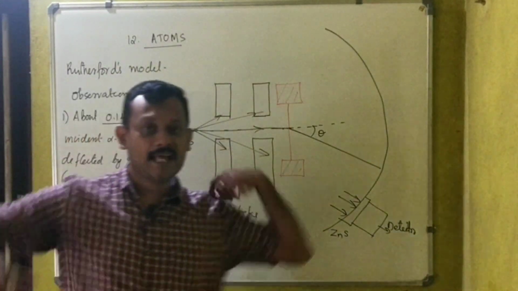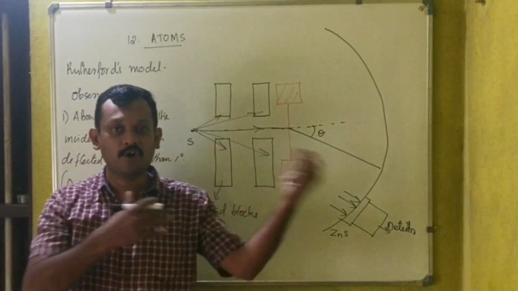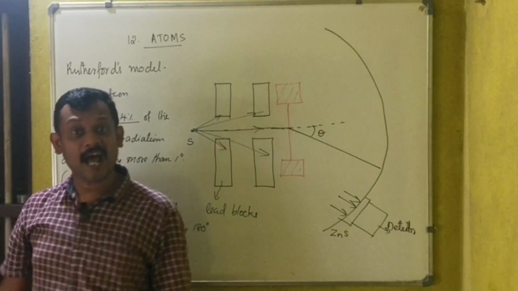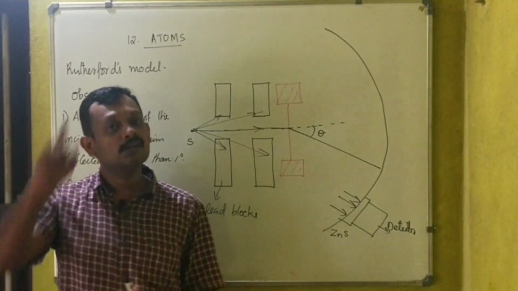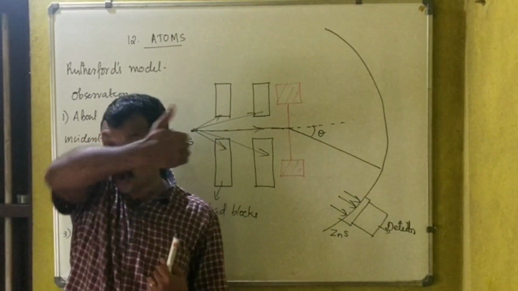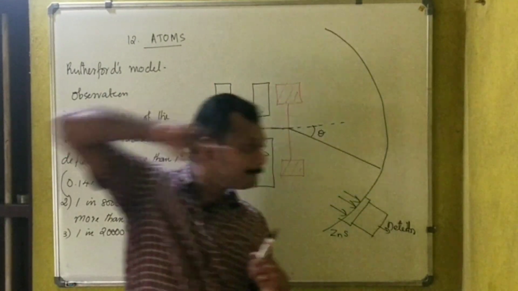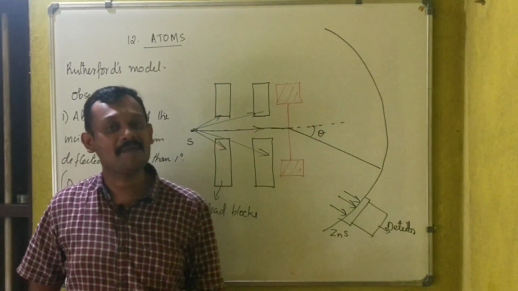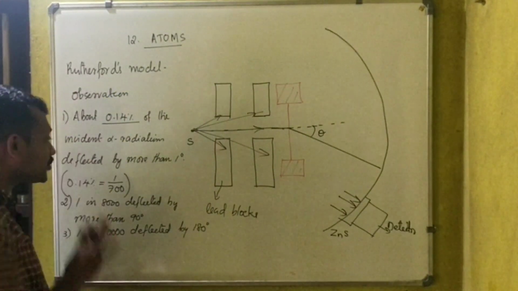1 in 8,000, that means when 8,000 alpha radiations are incident on the gold foil, one got deflected by more than 90 degree. When 20,000 alpha particles were striking this thin gold foil, one retraced its path. That means one has gone that way and come back. That's it. One retraced its path. So these are the observations of the model.